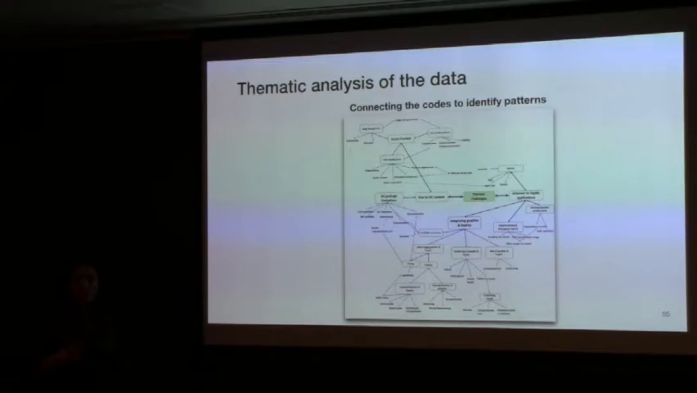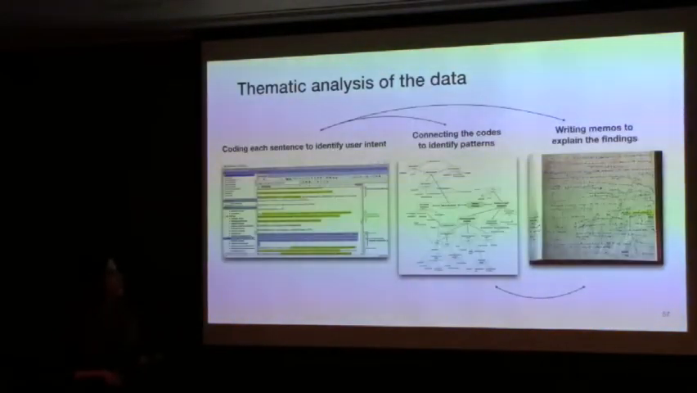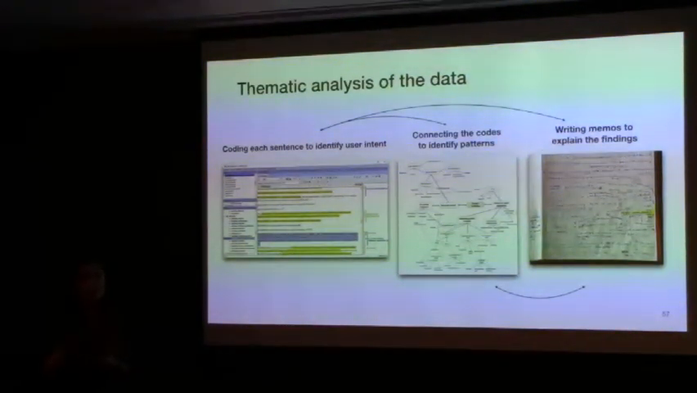We connected these codes to identify the overall patterns of meaning. And then we wrote lots of memos and comments to describe these patterns. So this was an iterative process that started with the descriptive code and ended at the final writing, but we had to go back multiple times to revise our codes and look at the data again.